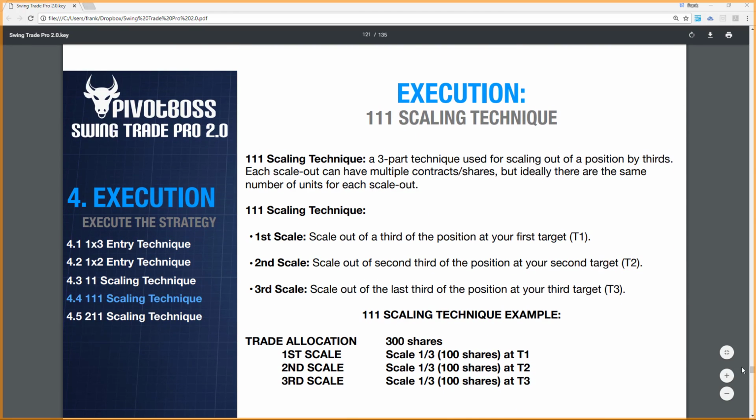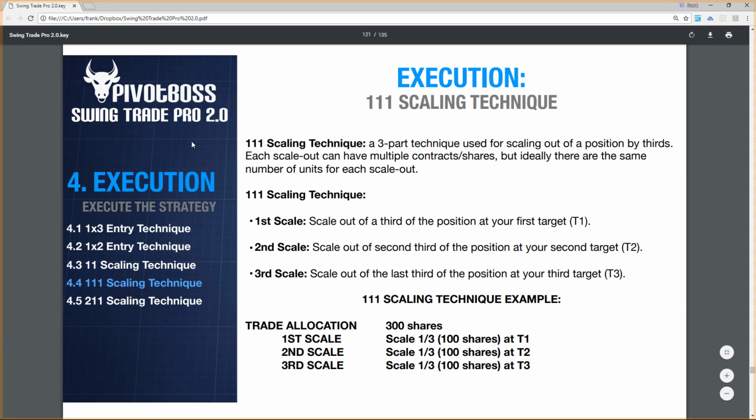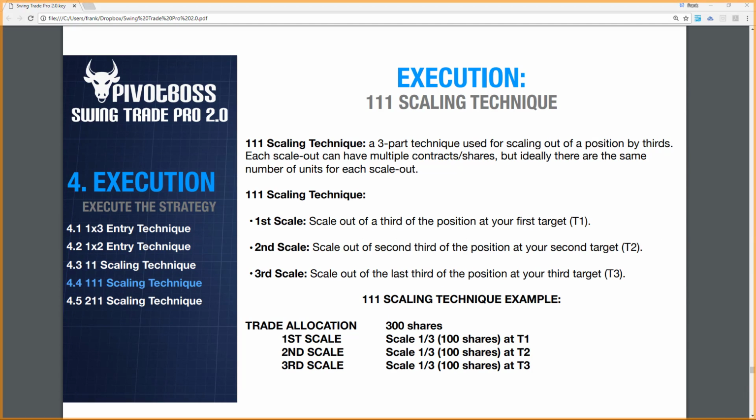Let's take a look now at the 1-1-1 scaling technique. The 1-1-1 scaling technique is a 3-part technique used for scaling out of a position by thirds. Each scale out can have multiple contracts or shares, but ideally there are the same number of units for each scale out. So again, instead of scaling out 50% at a time, we're basically going to be doing 33% at a time.